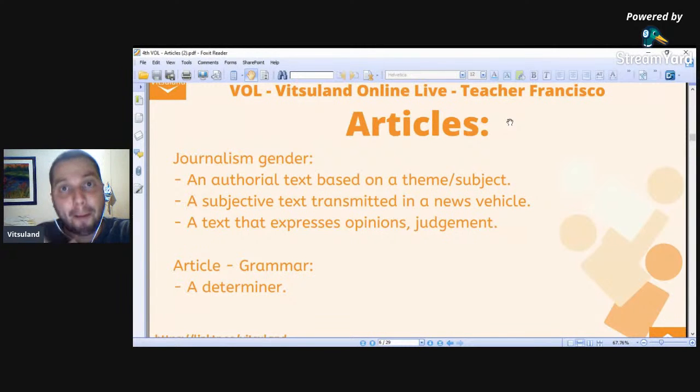Okay, when we talk about grammar, what can we consider an article? A determiner. What is a determiner? It is a particle that will refer to a noun or a subject and will help the reader or the listener, the person that is reading or listening to the text, understand what the text refers to. Okay, so this is a determiner.